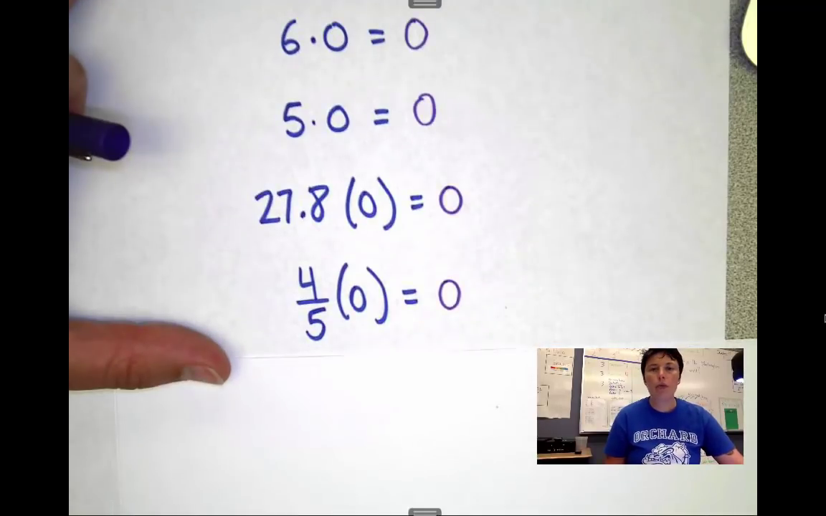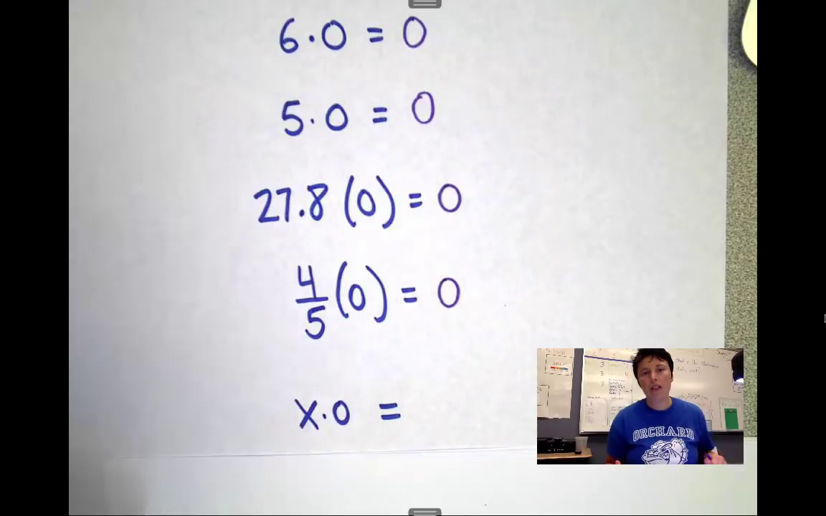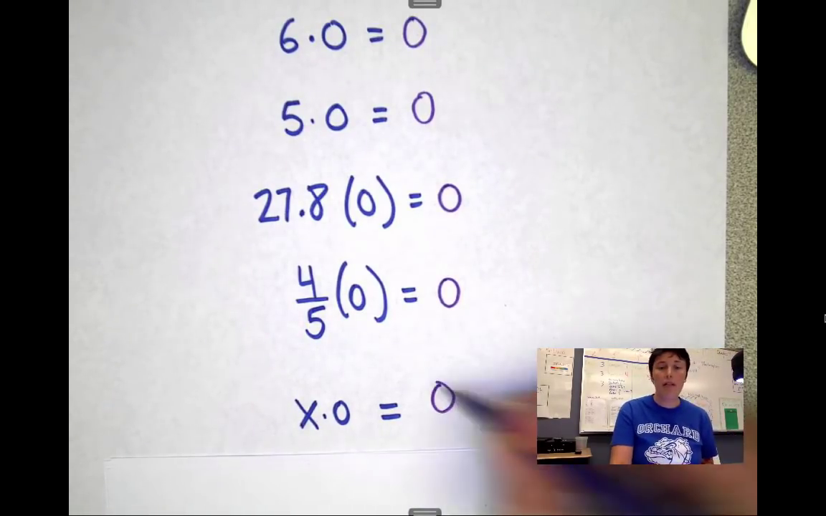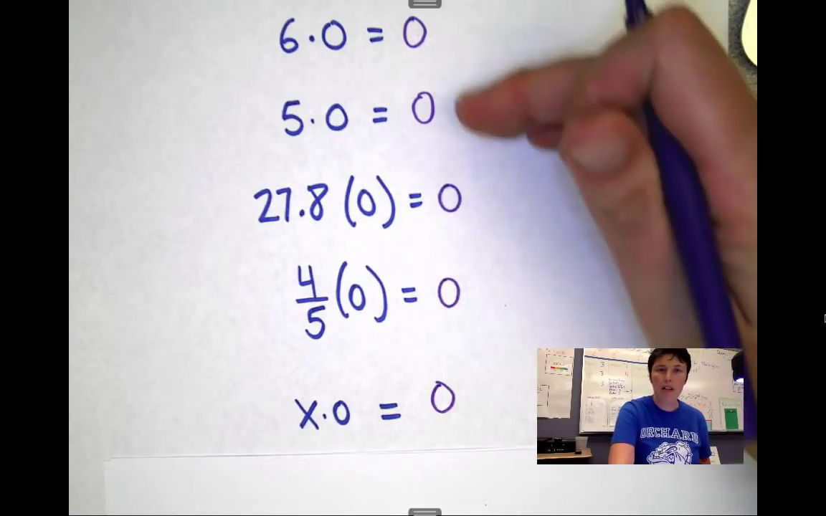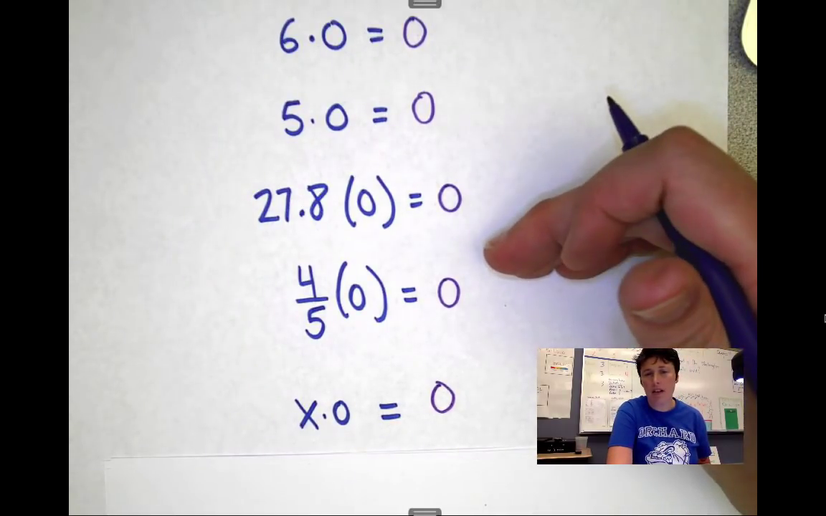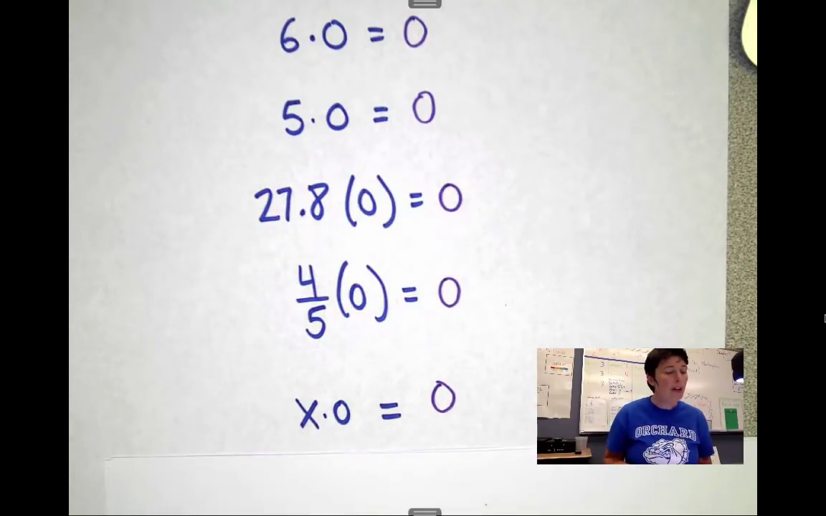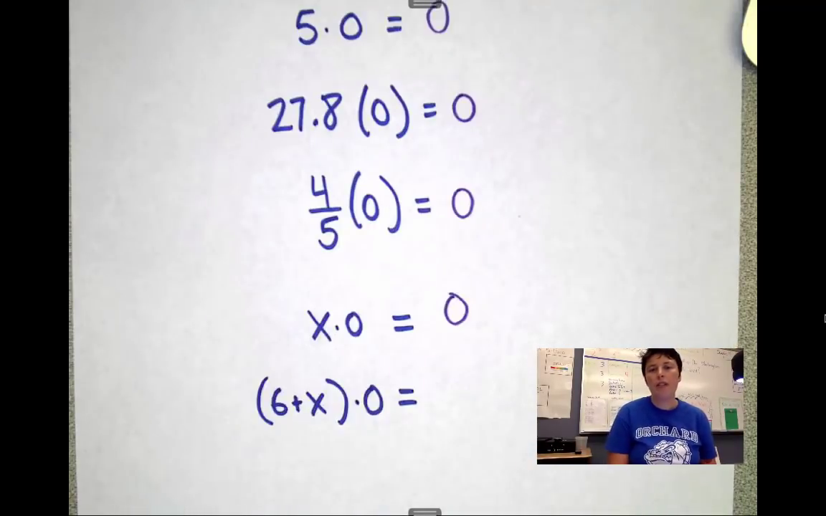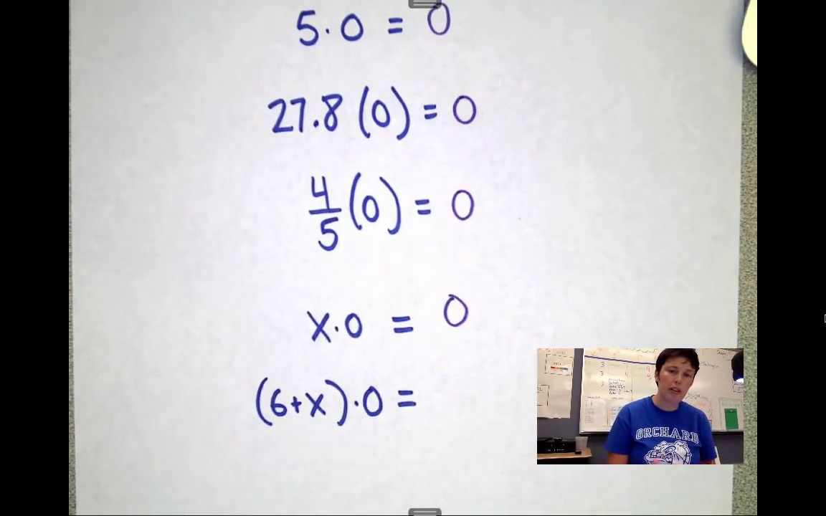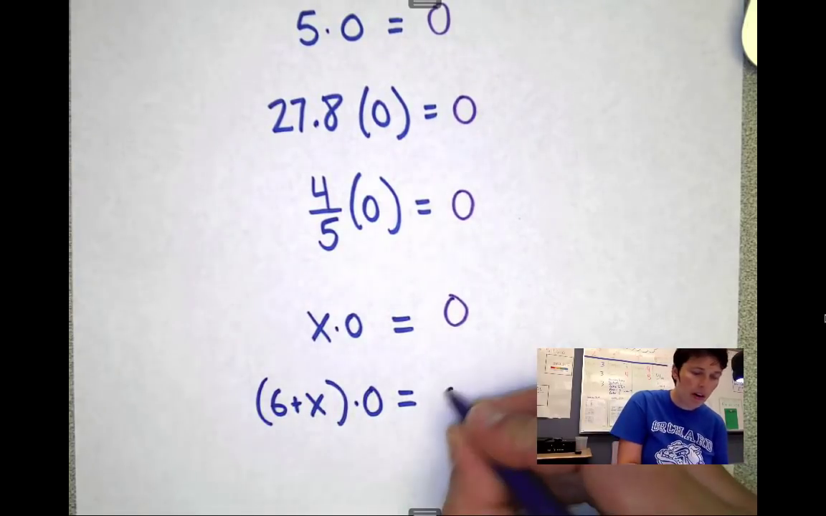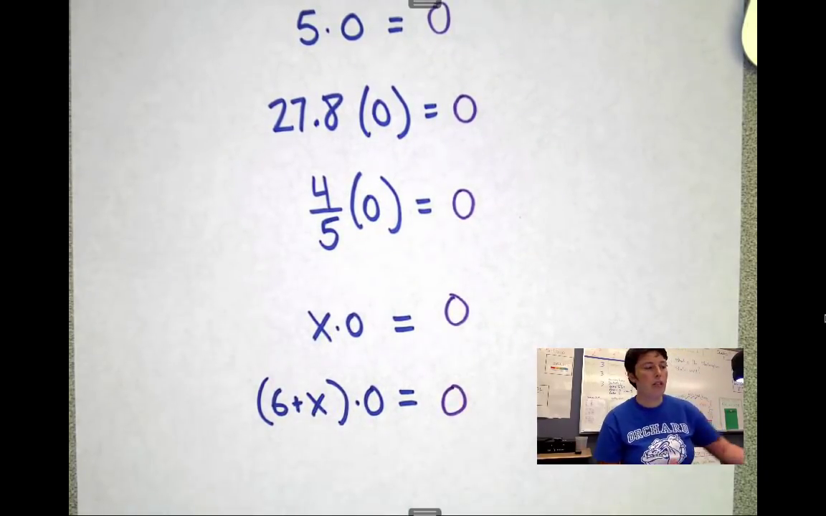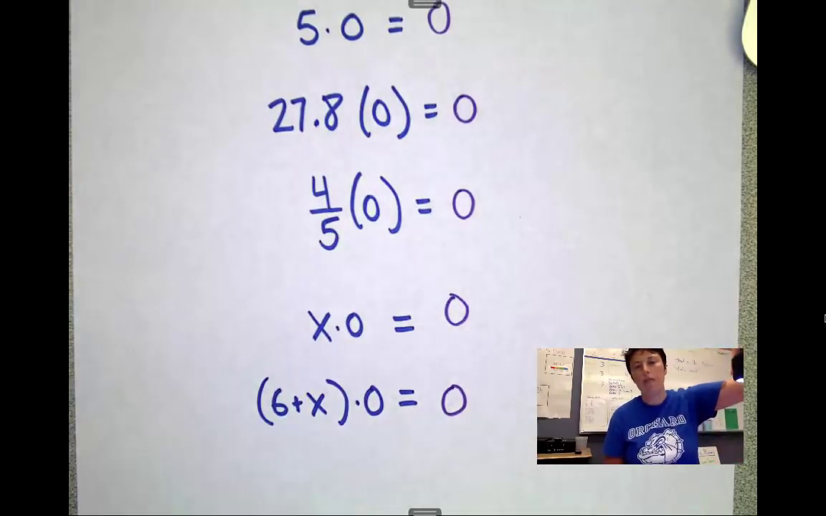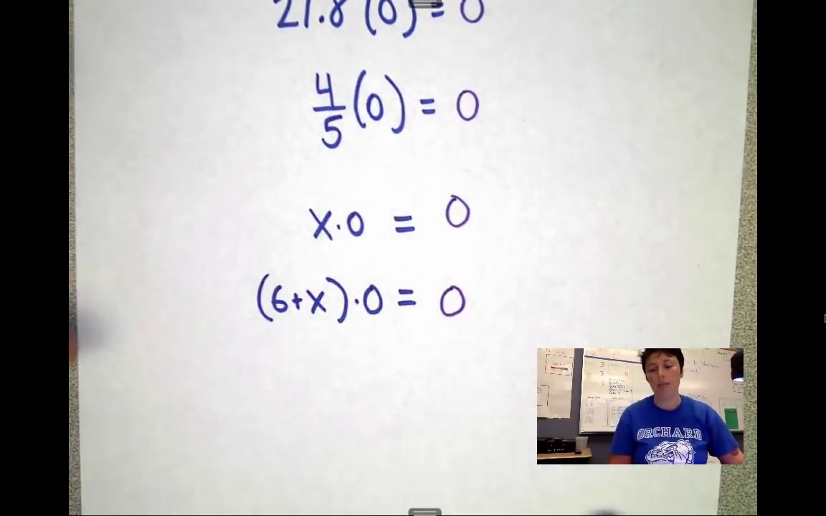But what if we put a little algebra in here and we said, okay, how about x times 0? Well, I don't know what x is, but times 0, it's got to be 0. Based on the pattern that we see up above here, anything times 0 is 0, even if it's an x. Even if it's something like this, 6 plus x times 0, the answer's still 0. And the reason I'm showing you this is because it's kind of leading us up into something that we call this zero product property. In fact, I'm going to go back up to the top of the page here.